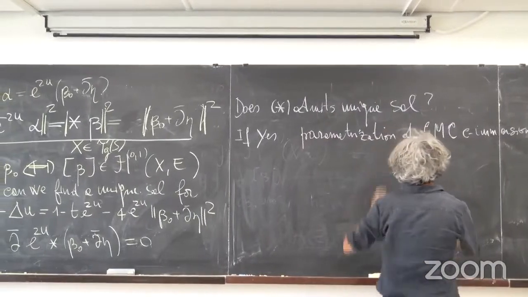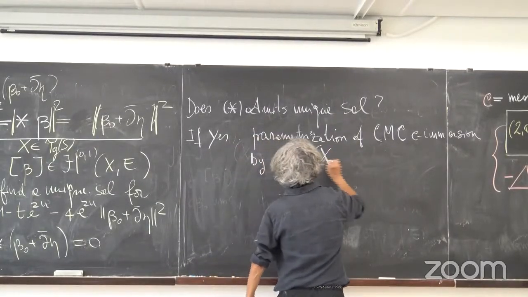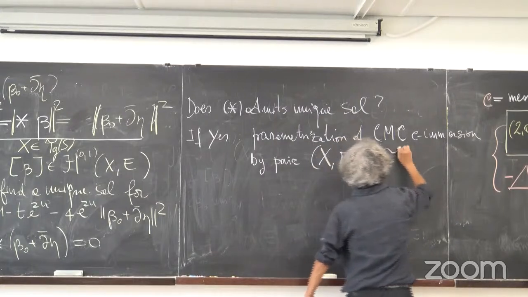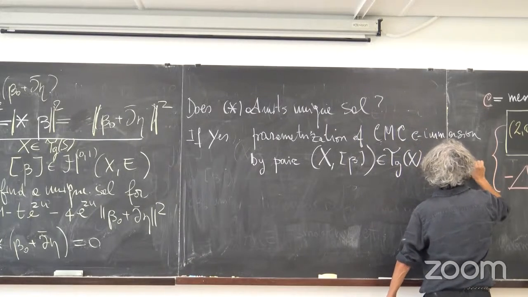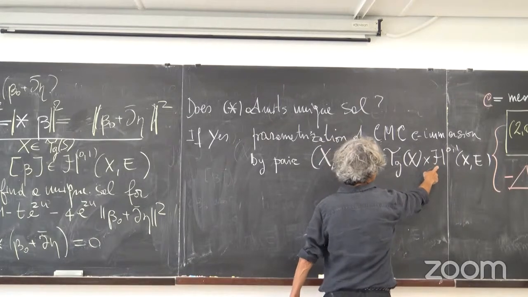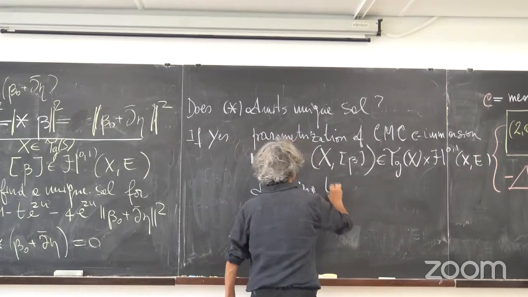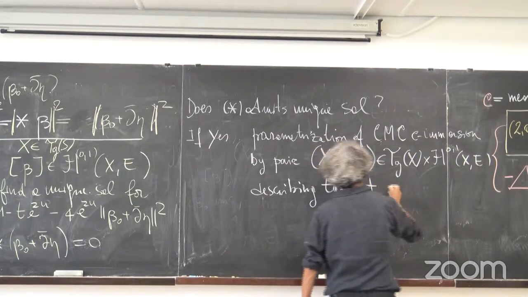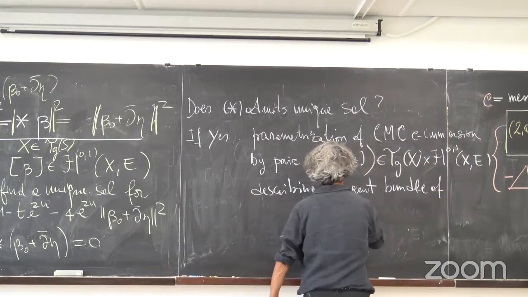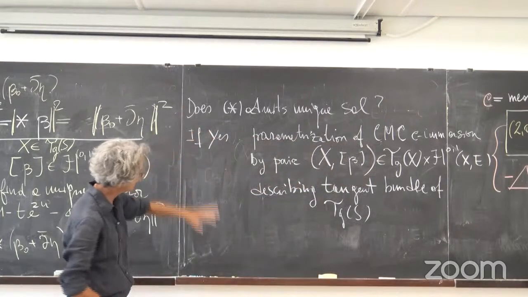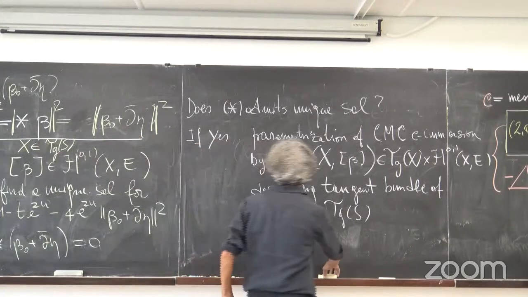So we have a parameterization of a CMC immersion by pairs (X, beta), which is now an element of the Teichmüller space cross H1,0(X, C). And this describes now, since this is the dual of this, T2, the tangent bundle of the Teichmüller space. So if we attain this result, we have a parameterization according to the tangent bundle of the Teichmüller space. So that's very desirable. And indeed, the answer is yes.